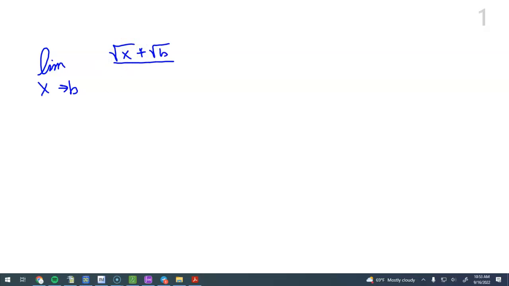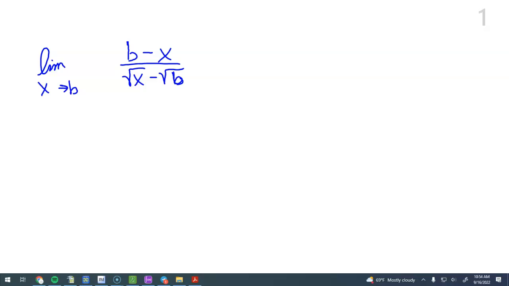What is it on the bottom? It's b minus x over the square root of x minus the square root of b. Wait, what? You have it flipped. Give me the top. b minus x, oh, I see. Square root of x minus square root of b.